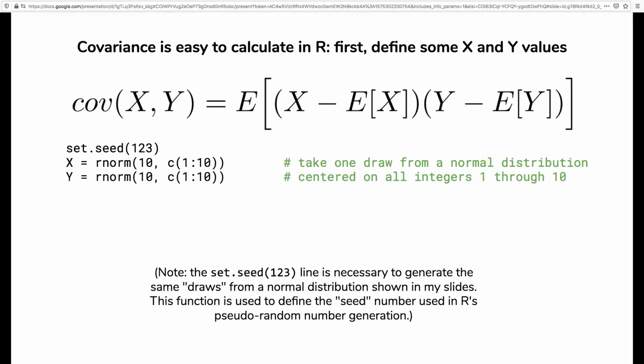Now what this is going to do, if you run this before you run anything else, the pseudo-random draws you take from the normal distribution on your machine are going to match exactly the pseudo-random draws on mine. So all of the values that we calculate from here on out throughout the slides will be the same on my machine and the same on your machine, as long as you run that set.seed(123).